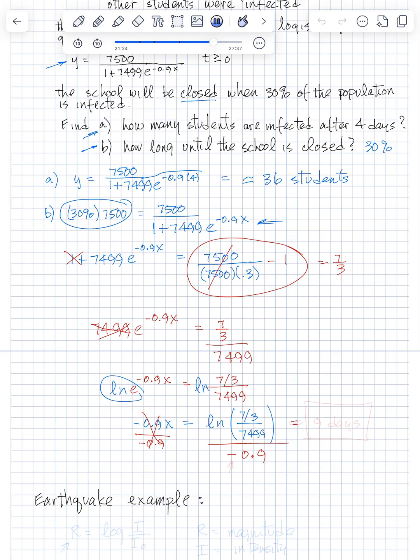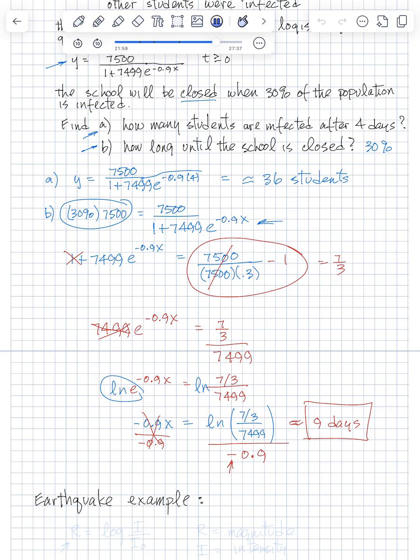Put that in your calculator, and it turns out to be roughly 9 days. Now the numerator is going to be negative. The log of a number less than 1 is going to be negative, and that cancels out this negative, so that's how we get a positive answer. So after 9 days, school's going to shut down because 30% of the population will be infected.